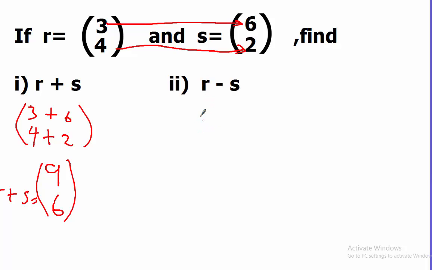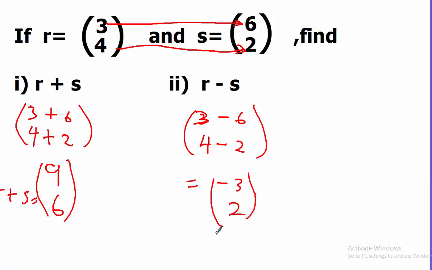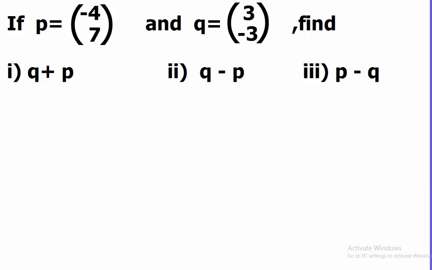Then let's look at the subtraction. We have 3, 4, then 3 minus 6, because 6 is the x coordinate. Then this is minus 2. What is 3 minus 6? 3 minus 6 will give us negative 3. Then 4 minus 2 will give us 2. Therefore, r minus s is equal to negative 3, 2 as our value. Now let's try one more question here.